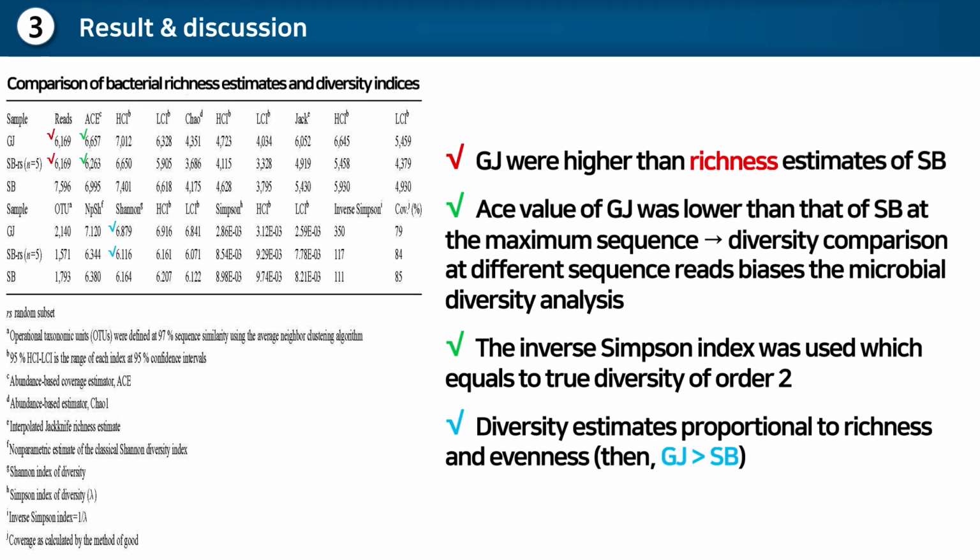CD-HIT rank abundance curves show that more than 99% of bacterial OTUs had less than 1% abundance in the total bacterial sequences.